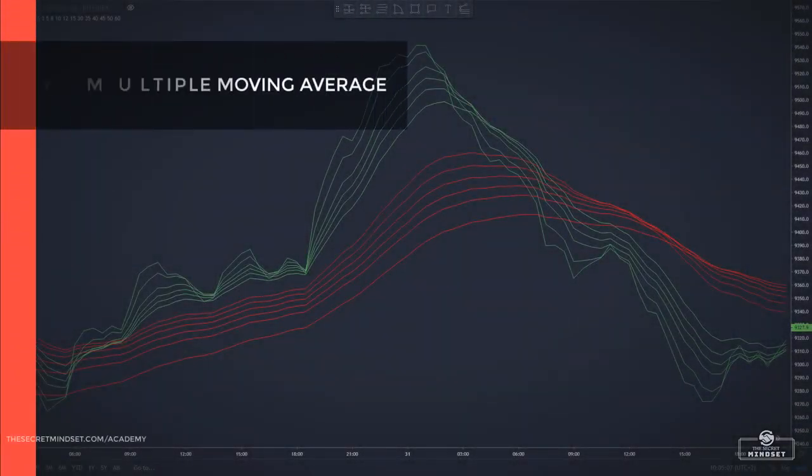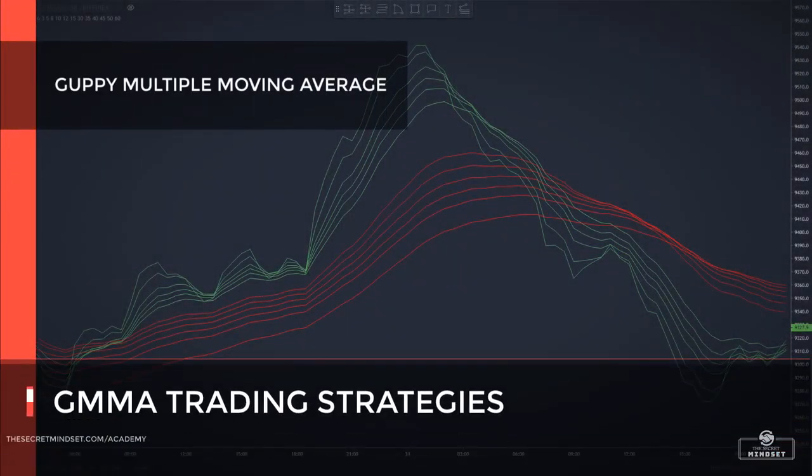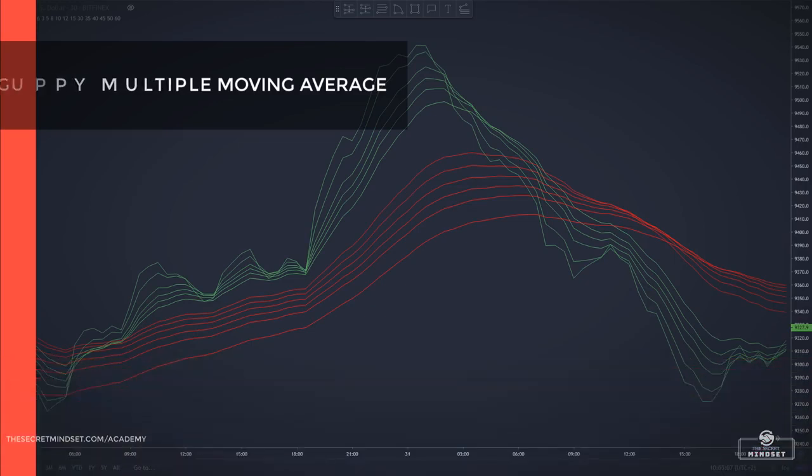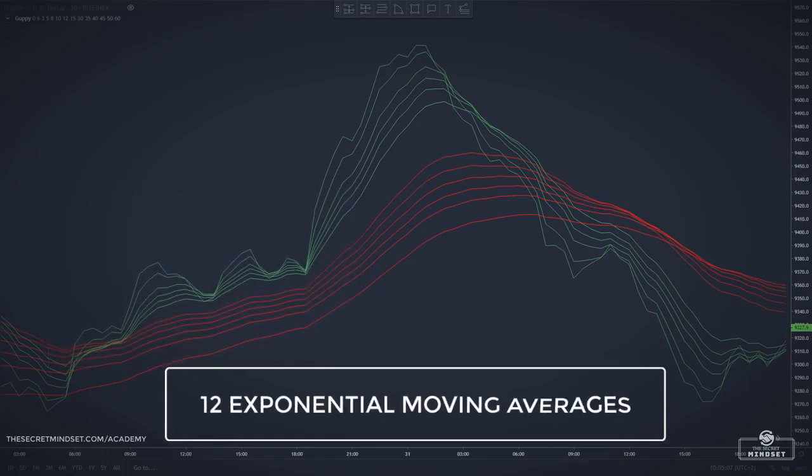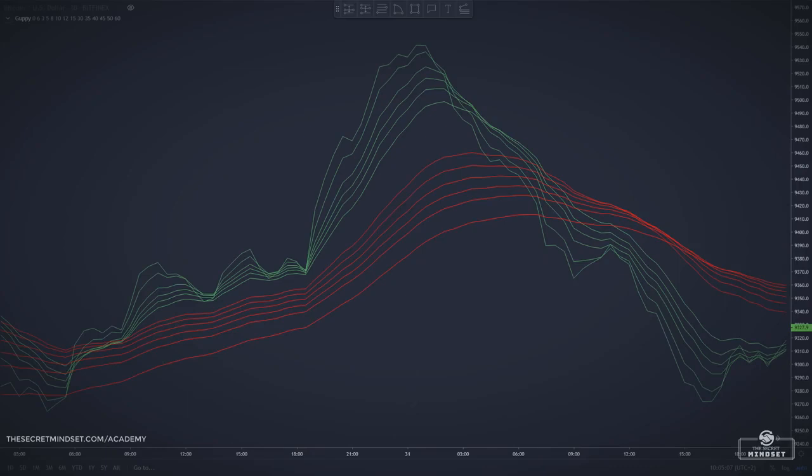Guppy Multiple Moving Average provides an interesting alternative to other popular indicators. The GMMA implements two different exponential moving averages in an effort to analyze market behavior on multiple levels. The Guppy indicator is composed of 12 EMAs, so essentially the Guppy and the EMA are the same thing. Guppy will help you to isolate trends, spot opportunities and warn about price reversals.